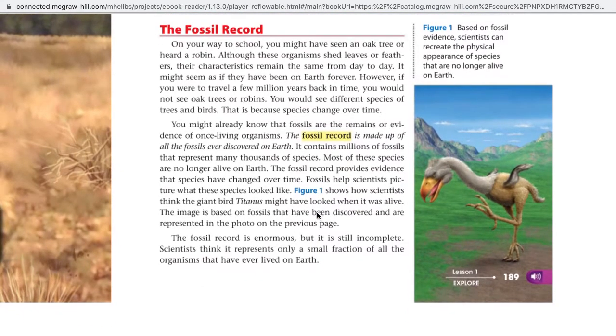You might already know that fossils are the remains or evidence of once living organisms. The fossil record is made up of all the fossils ever discovered on Earth. It contains millions of fossils that represent many thousands of species. Most of these species are no longer alive on Earth. The fossil record provides evidence that species have changed over time. Fossils help scientists picture what these species looked like. Figure 1 shows how scientists think that the giant bird Titanus might have looked when it was alive. This image is based on fossils that have been discovered and are represented in the photo on the previous page.